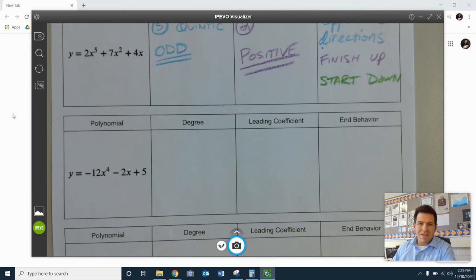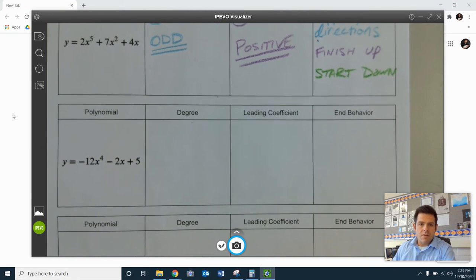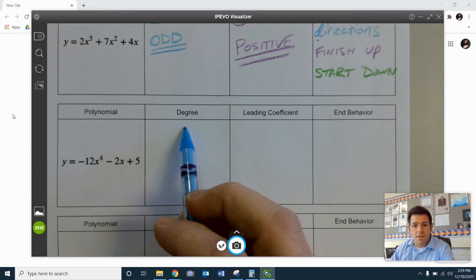Mr. Berry here with end behavior discussion. We're taking a look at our higher degree polynomials and trying to pick out as much information as possible from it. Here I have y is equal to negative 12x to the fourth power minus 2x plus 5. We see three terms there. It's a trinomial, which is fantastic, but we want to talk about degree first.